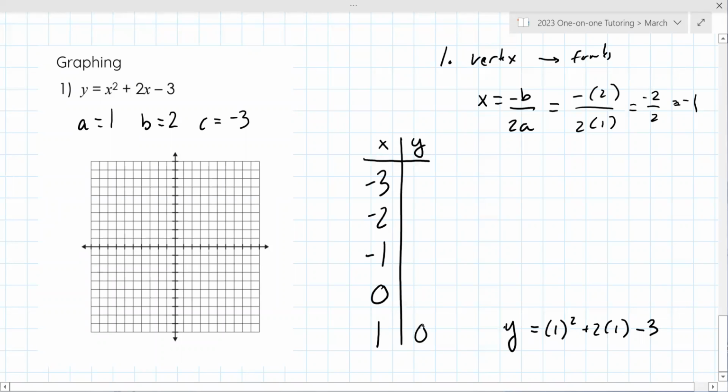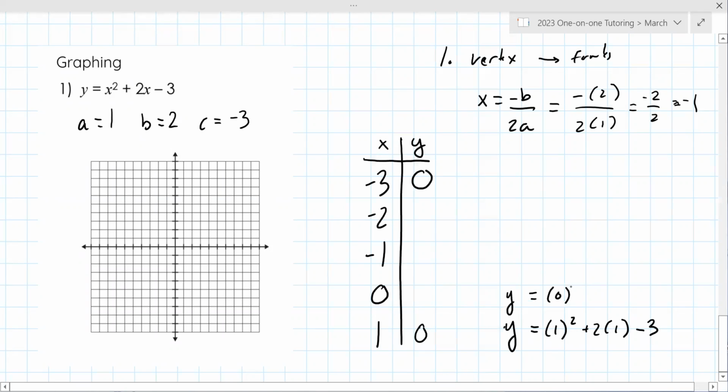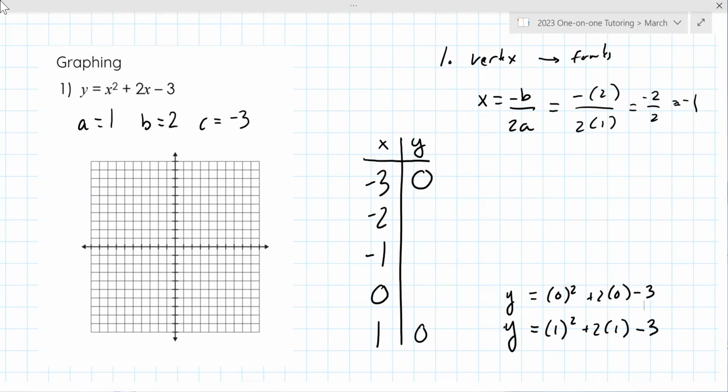All right. Now by symmetry, the -3 is also 0. Okay, which is nice because that means we don't have to calculate every single one, but we do have to do a few more here. So we're going to do 0. We're going to put 0 in for X. Again, I'm just going back to that original equation, putting 0 in for X: 0 squared plus 2 times 0 minus 3.